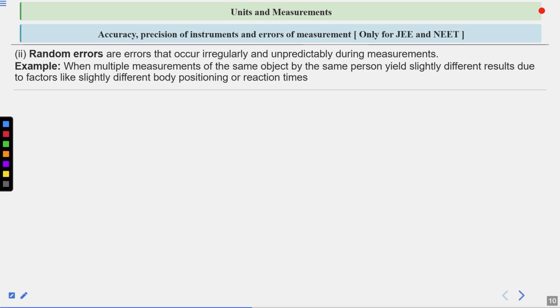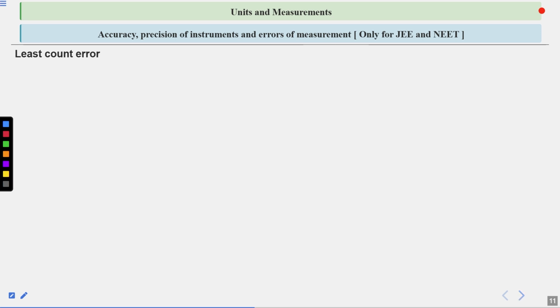Multiple measurements of the same object by the same person yield slightly different results due to factors like slightly different body positionings or reaction times. So this is an example of random errors.